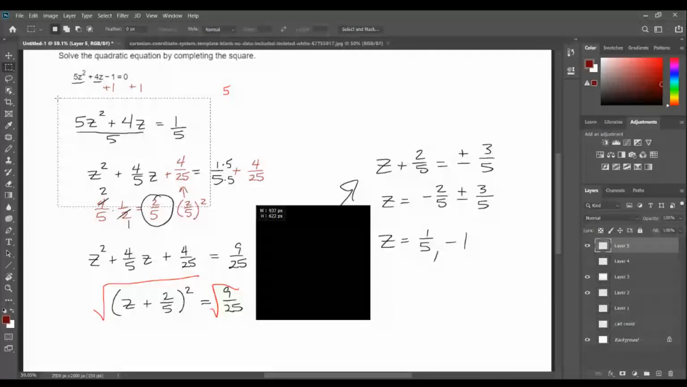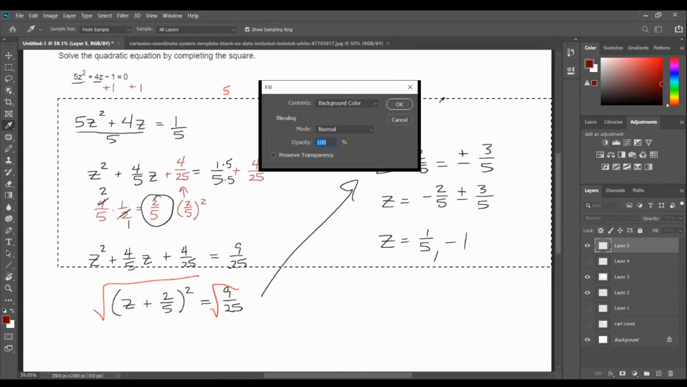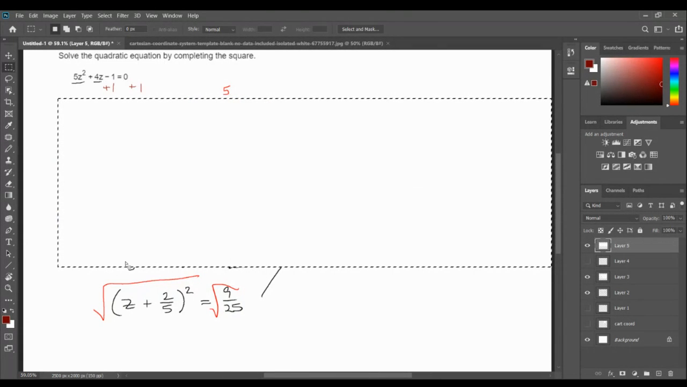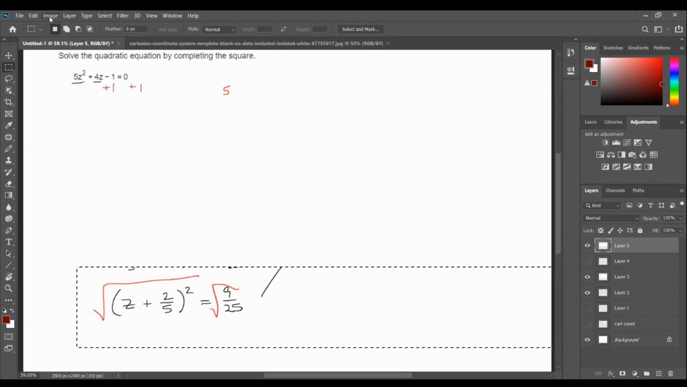Let's see. We still have those answers. Fill this with the background color. Why it's not letting me select things right. There we go.